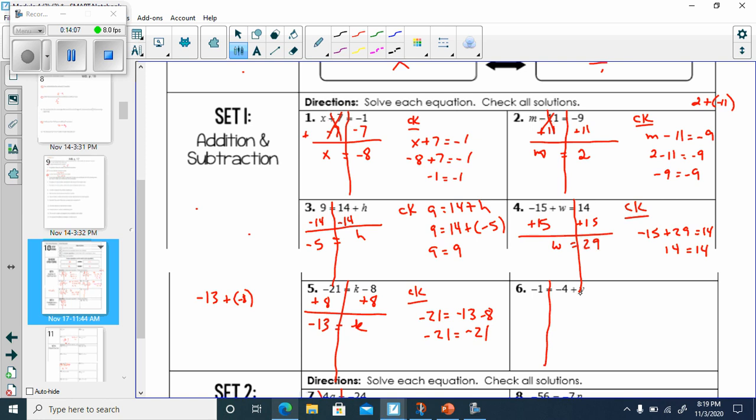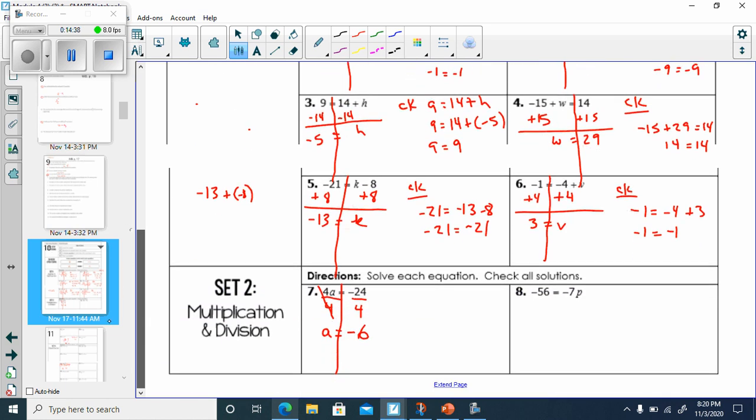And then here on this one, let's solve for the variable b. Have a negative 4 here. The opposite of negative 4 is a positive 4. So we're adding a positive 4. Negative 1 plus 4 gives you 3 is equal to b. Now let's check ourselves. Is negative 1 equal to negative 4 plus 3? Negative 1 is equal to negative 1. So the solution to this equation is that b is equal to 3.